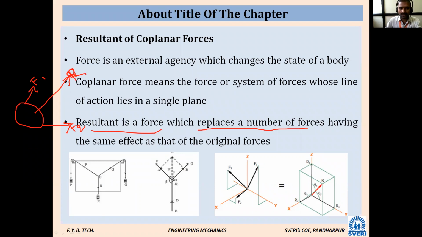Resultant is a force which replaces a number of forces having the same effect as that of the original forces. What are the original forces? F1 is an original force, F2 is an original force. Whatever effect they have on the body, the resultant has the same effect. That is called the resultant. Clear? What does resultant mean, everyone? Yes. Sir, please repeat.